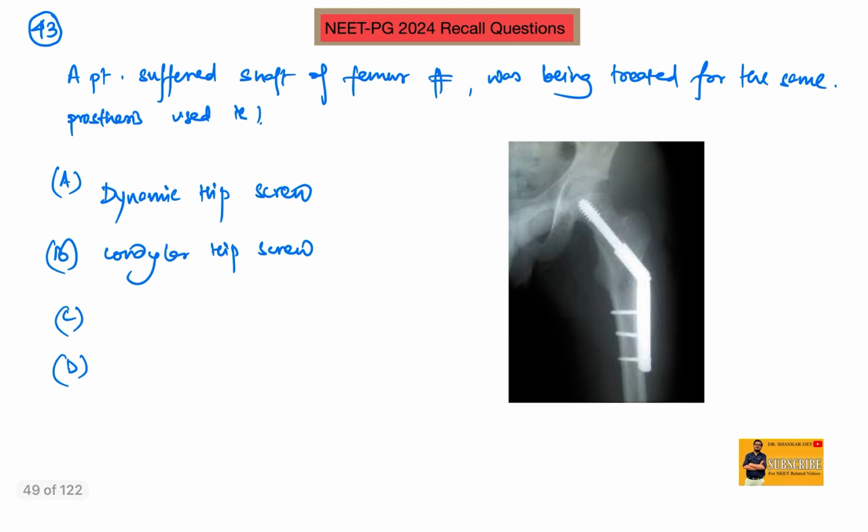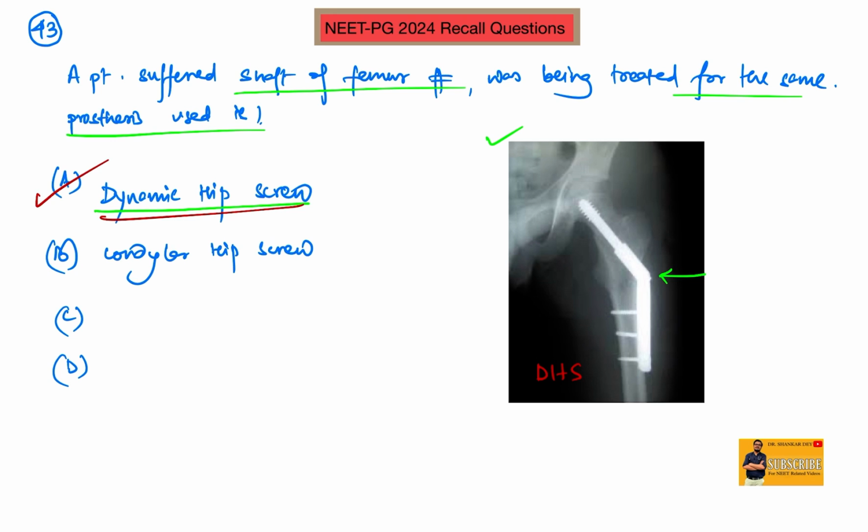A patient suffered shaft of femur fracture, was being treated for the same, and the prosthesis used is shown in this image. So this is nothing but dynamic hip screw. So this is DHS or dynamic hip screw.